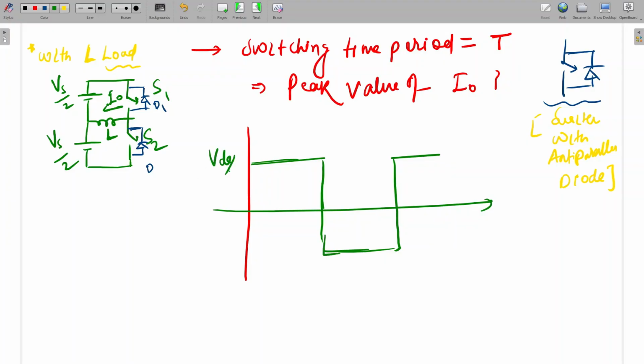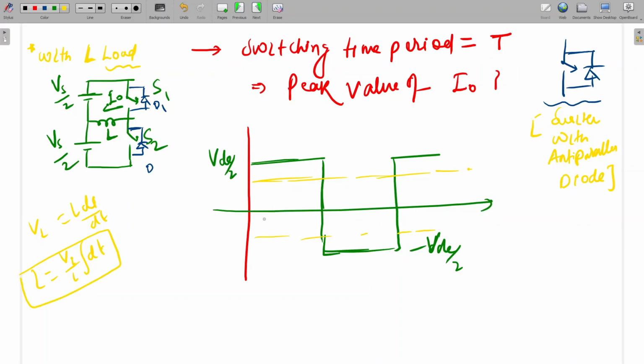This is VDC by 2 and this is minus VDC by 2. And here this inductor current will be like some ramp kind of thing. If you see, VL is equal to L di by dt, so I will be V by L into integral dt. So it will be some ramp kind of thing. What will happen in steady state? It will oscillate between these 2 points. Let this be I max and I min. And here to here it is T by 2.